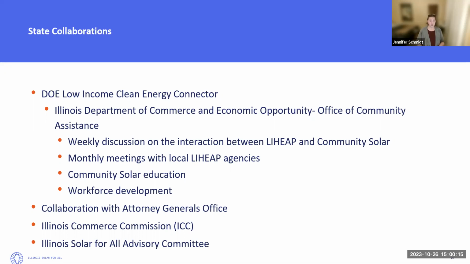And then we also created an Illinois Solar for All Advisory Committee. That's a committee that we created to engage different consumer advocates, low-income advocates, government agencies, the utilities, and approved vendors, all in a balanced way so that we can be trying to get feedback from the various stakeholders about how we can improve Illinois Solar for All.